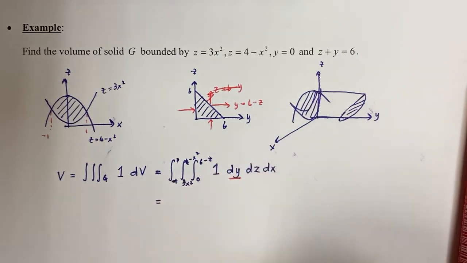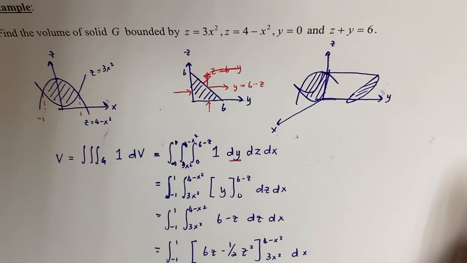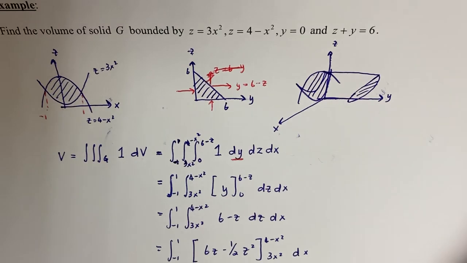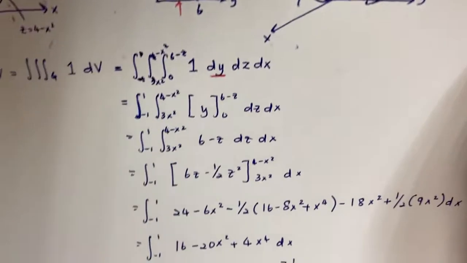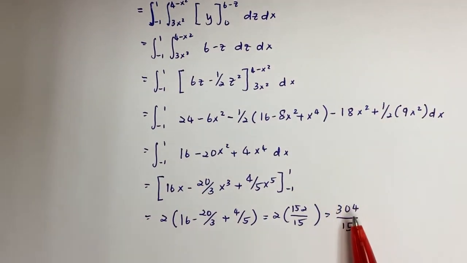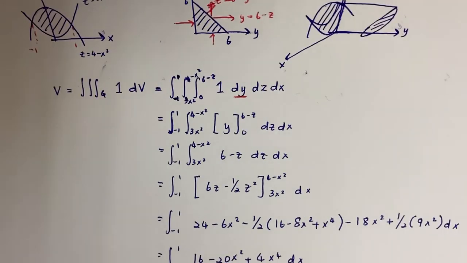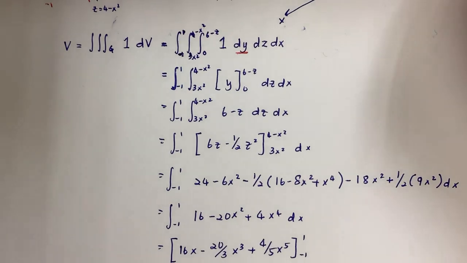And then, as usual, you need to solve this triple integral. As a conclusion, the volume of this solid is equal to 304 over 15 when you solve this problem using a type 2 region.